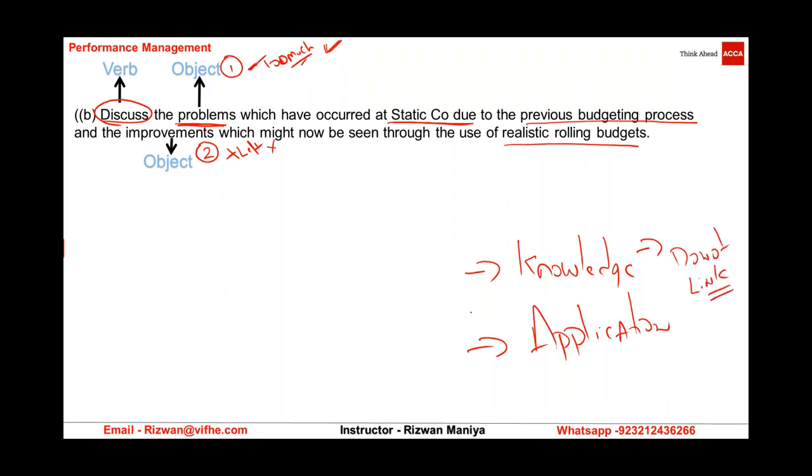But when it comes to application based, then you have to apply what? You have to apply your knowledge to scenario, to case study. In a pure knowledge based question, you just have to tell your knowledge. But in an application based question, you have to apply that knowledge in the scenario. So that is where people lack. That is where your examiner is really frustrated.